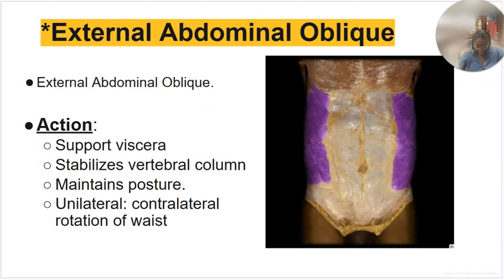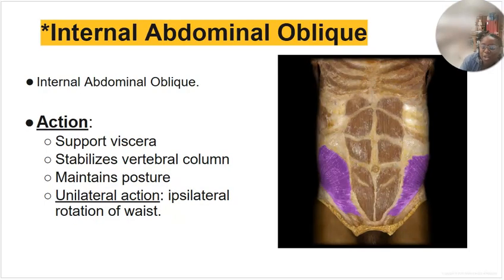All right, next up, we have the external abdominal oblique. This one has a lot of actions as well. We see it playing a role, same as the rectus abdominis, to help support your organs. It's going to help stabilize the vertebral column. It's also going to help with contralateral rotation of the waist. And so you can pick the 2 that you fancy the most. All right, sweet.